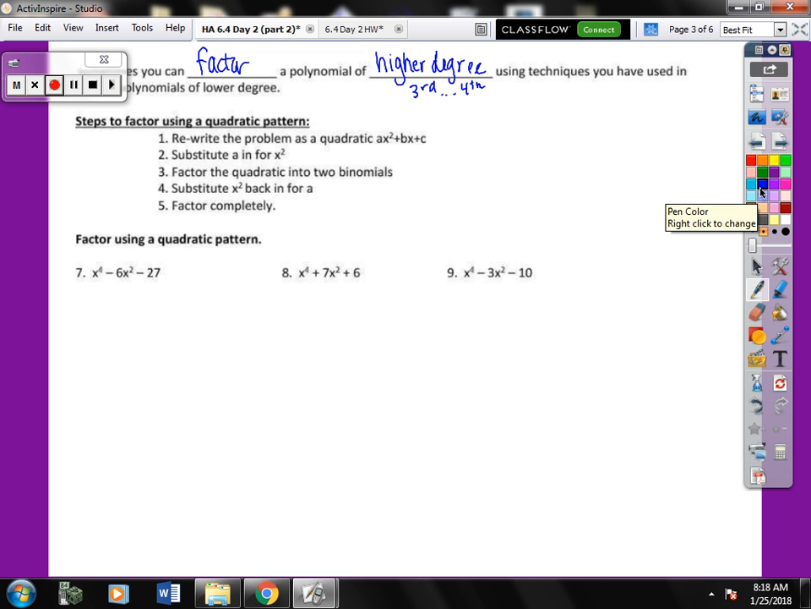Okay. So the top few questions ask us just to factor. The bottom questions are going to ask us to solve. Okay, so just pay attention to the direction. So step 1 is going to be to rewrite the polynomial.